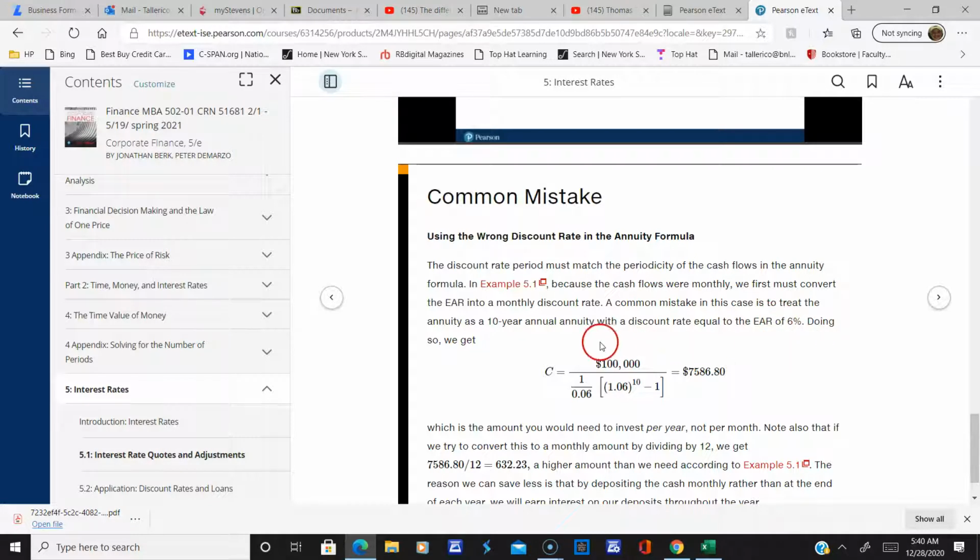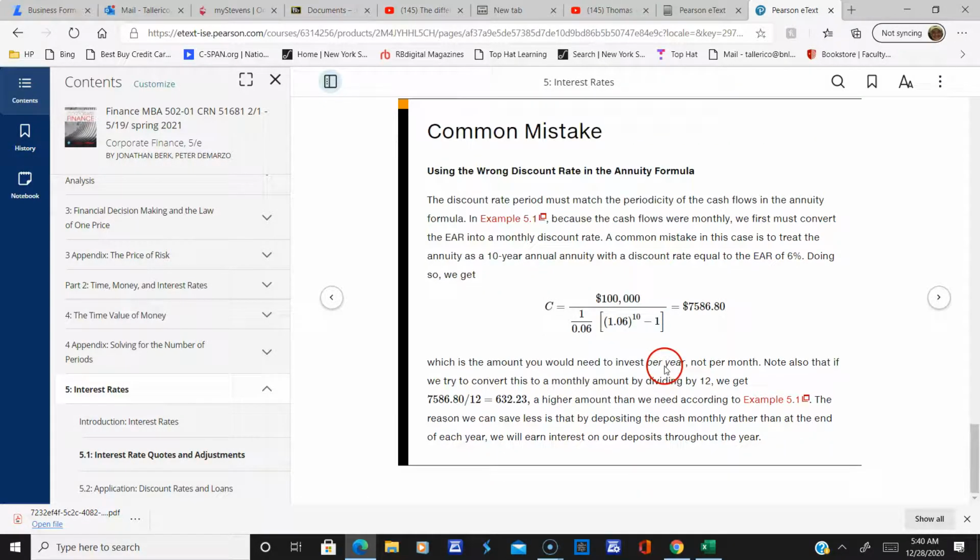That's crazy, right? Doing so, we would get that each month we would put away over $7,500, which is the amount you would need to invest per year, not per month. So this would give you the rate. Again, now we're doing this from an annual standpoint. See that? Because this is an annual rate. Note also that if we try to convert this to a monthly rate by dividing by 12, we get 632.23, a higher amount than we need according to example 5.1. The reason we can save less is that by depositing the cash monthly rather than at the end of each year, we will earn interest on our deposits throughout the year. So you got to be careful how you approach these.